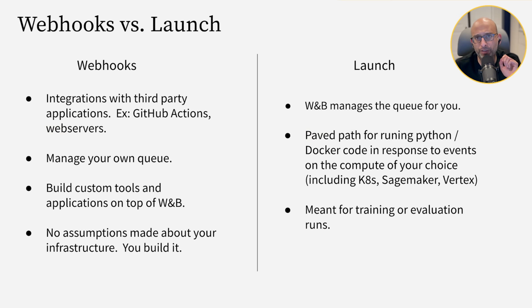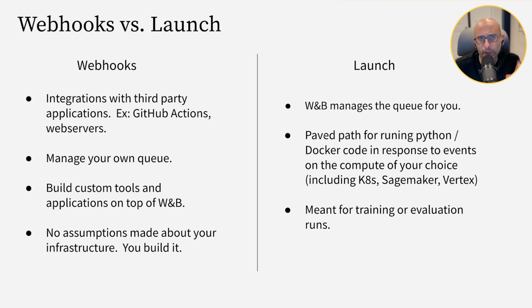So I just want to summarize these points in this slide. Again, webhooks are about integrating with third-party applications. That's what they're intended for. You have to manage your own queue. You can also build custom tools and applications on top of Weights and Biases with webhooks. It's the most flexible, general purpose communication pattern when you have different applications communicating with each other. And there are very little or no assumptions made about your infrastructure. You build things the way you need to build them, and you have to build it yourself.